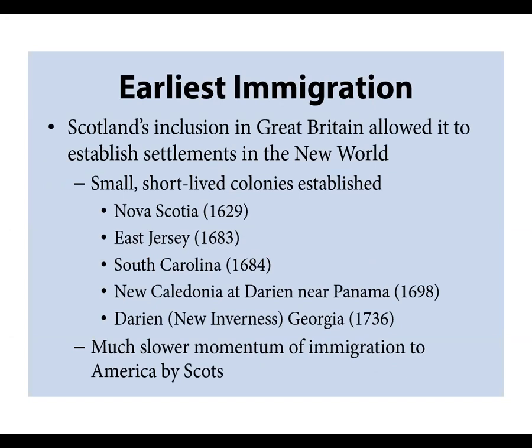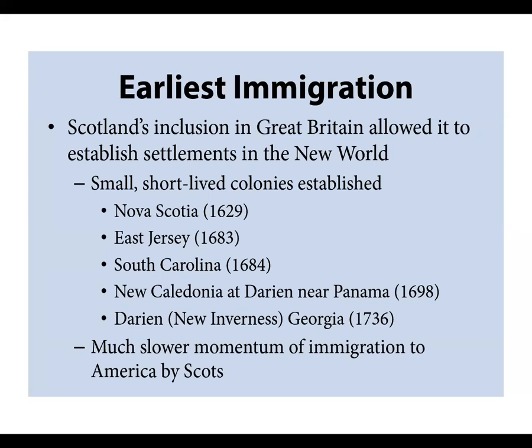The earliest immigration. Scotland's inclusion into Great Britain allowed it to get settlement throughout the New World. So you have the early arrivals of people in the 17th century, where most people think it's the 18th century as the start of Scottish immigration. For instance, in Nova Scotia, a very short-lived colony was established not even a decade after the Mayflower arrived in Plymouth, in 1629 in Nova Scotia, which at that point was Acadia.